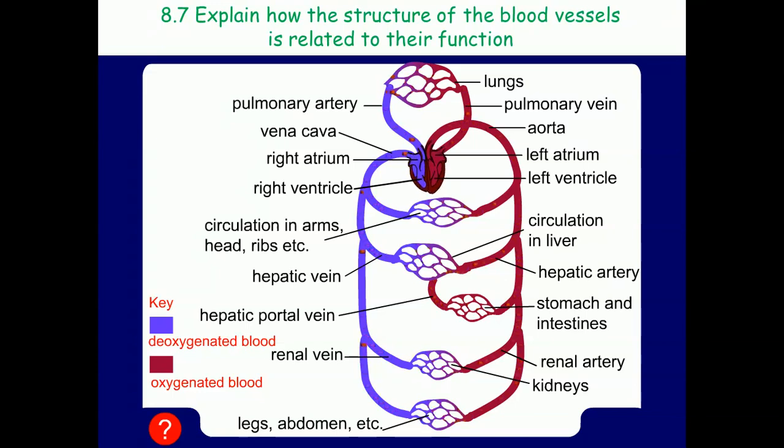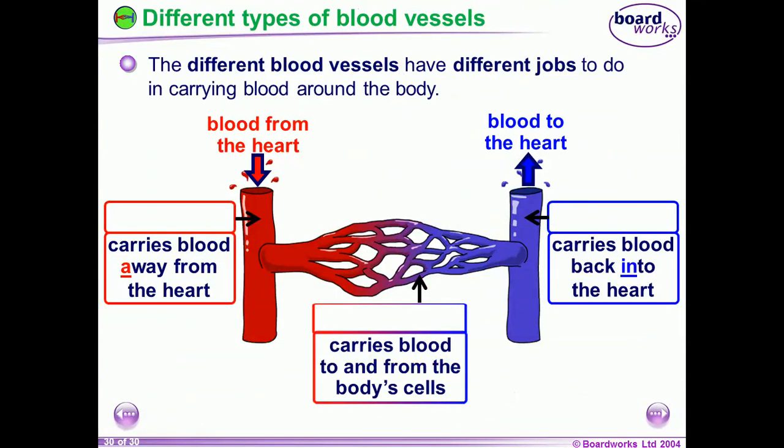Okay, specification 8.7, explain how the structure of the blood vessels is related to the function. So again, this time around we want to know about the blood vessels. So you can see here is a blood circulatory system, and there's different types of blood vessels we should be able to spot. So you've got some veins here and some arteries, and there are also capillaries. So the different blood vessels have different jobs. So first we want to identify them.